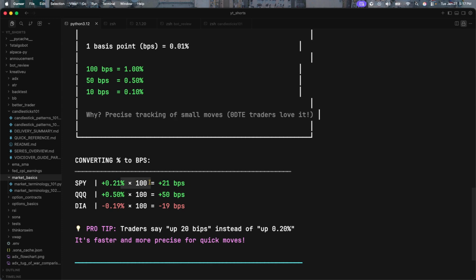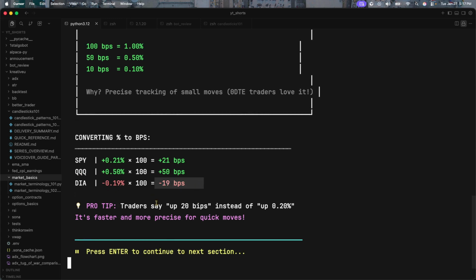So you multiply it by 100. QQQ is 50 bips, or 0.50. DIA is 0.19, or negative 19 bips. So pro tip, traders say up 20 bips instead of up 0.2, right? Because it's faster and gives more precision for quick moves.